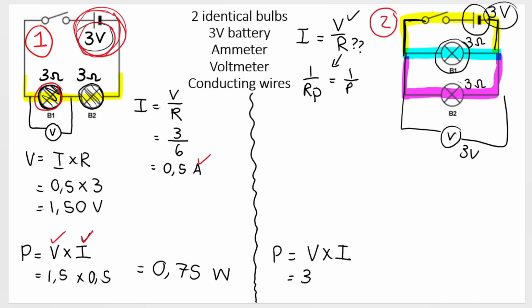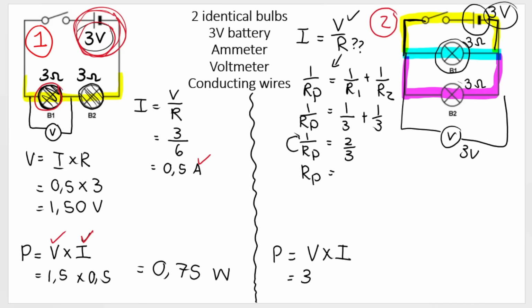So 1 over R1 plus 1 over R2, it's 1 over 3 plus 1 over 3, which is 2 over 3. And then as you know, 1 over Rp is equal to 2 over 3. But I don't want 1 over Rp, I want Rp. So you take the reciprocal, you flip this fraction, 3 over 2, which is the same thing as 1.5 ohms. Okay, we now have total resistance.